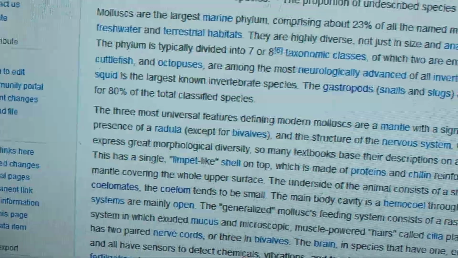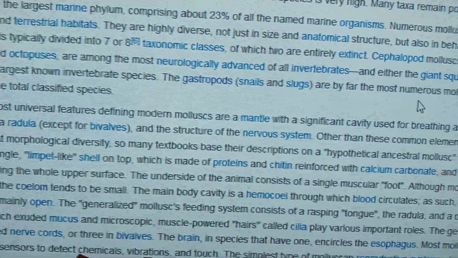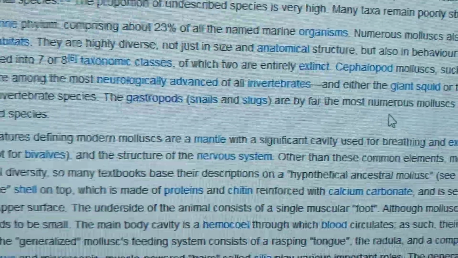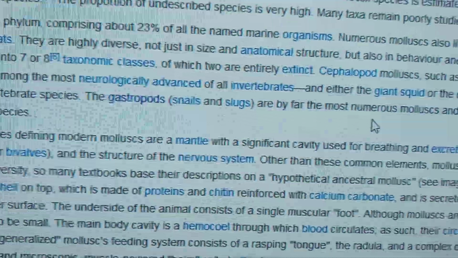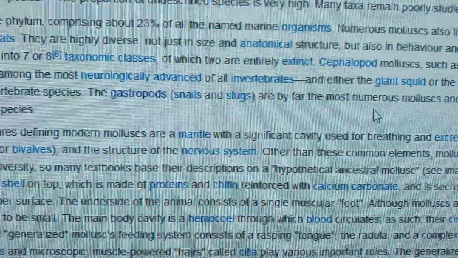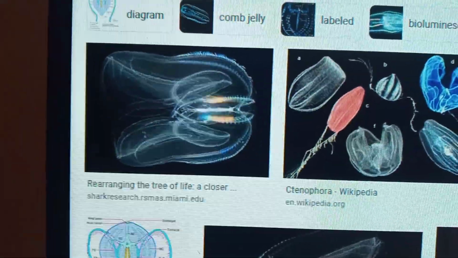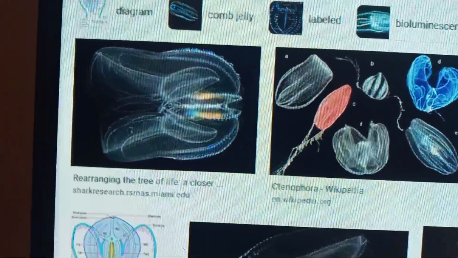Now I'm just going to throw this out here. The three most universal features defining modern mollusks are a mantle with a significant cavity used for breathing and excretion, like our planet does, the presence of a radula, except for bivalves, and the structure of a nervous system. Now the planetary nervous system would be its root system, essentially. But siphonophores or ctenophores are also a floating neurological system. So these guys are a floating nervous system, like our nervous system floats around in our bodies.